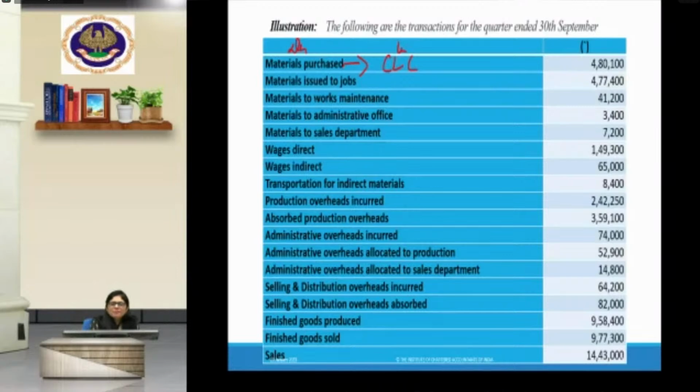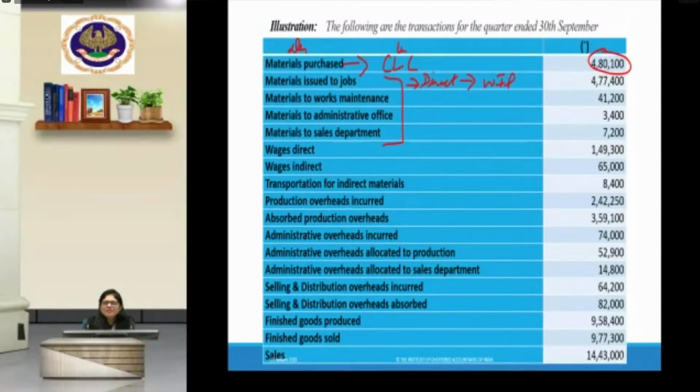Now material purchase is done. Now it's the time to issue the material. I told you stores ledger is for both direct and indirect. Stores ledger or material control is for both direct and indirect. So we have purchased the total material first, both direct and indirect. Two jobs. Jobs means direct. So material issued to job means direct. Direct material will go to WIP. WIP account debit to stores ledger.